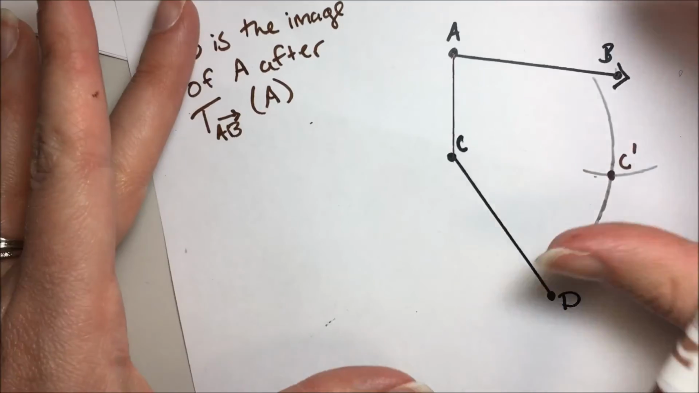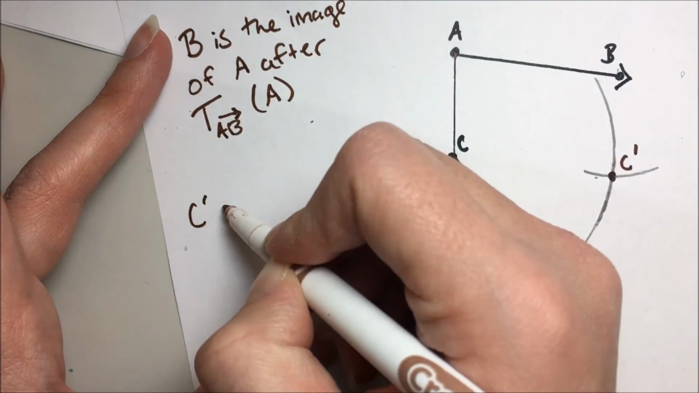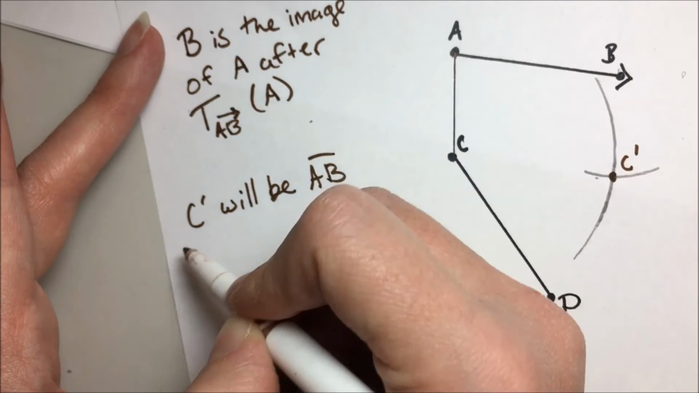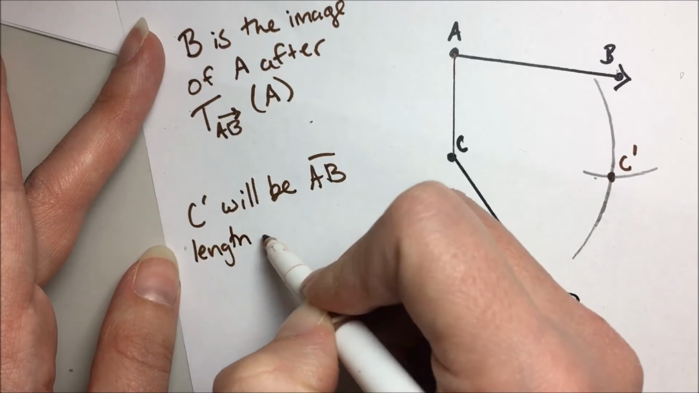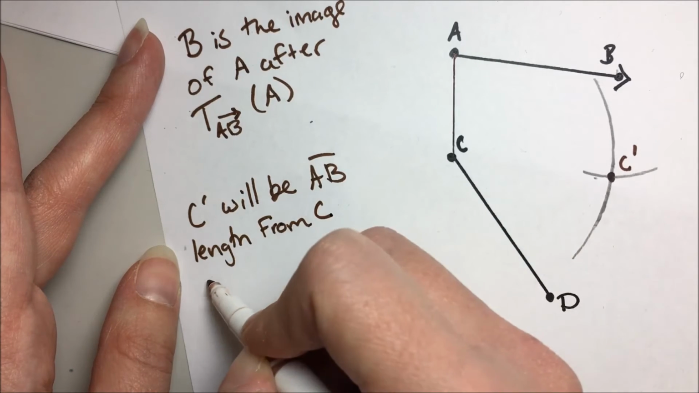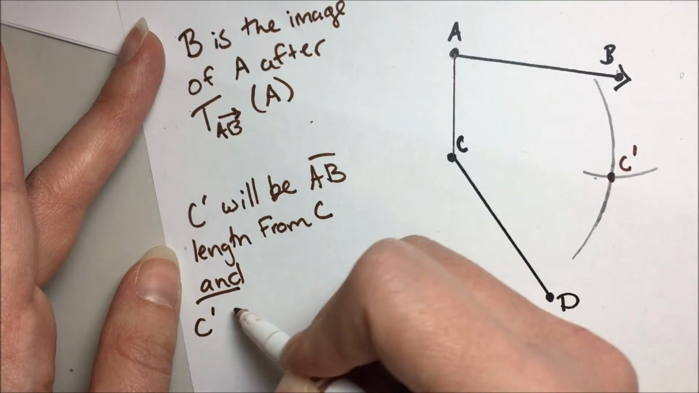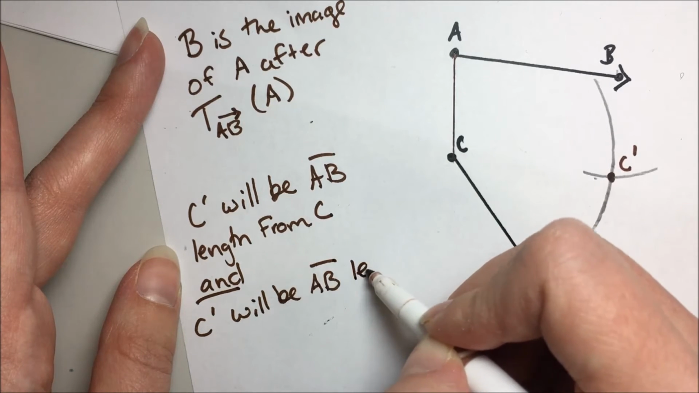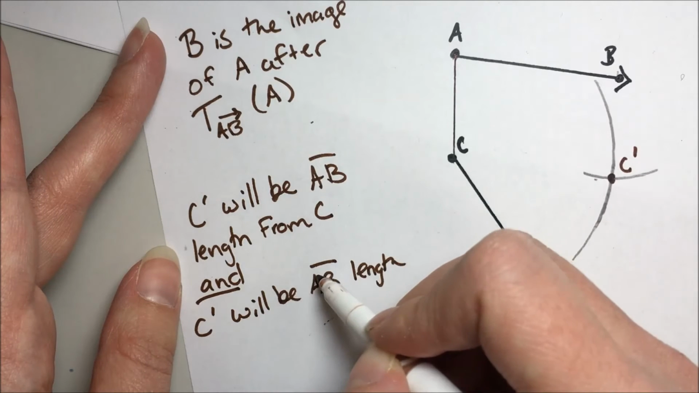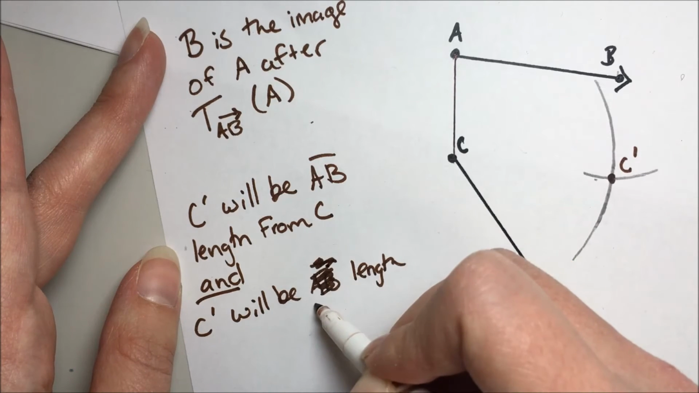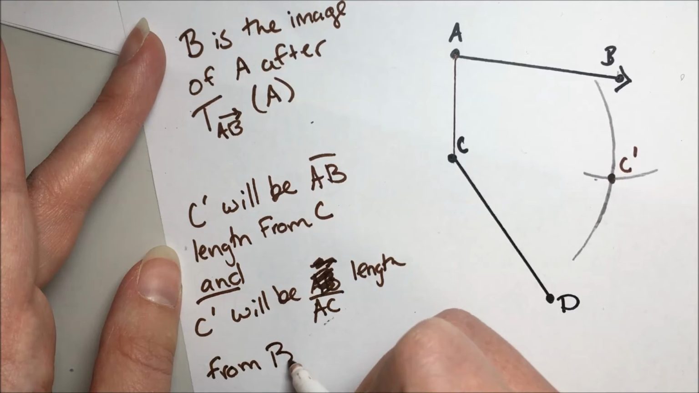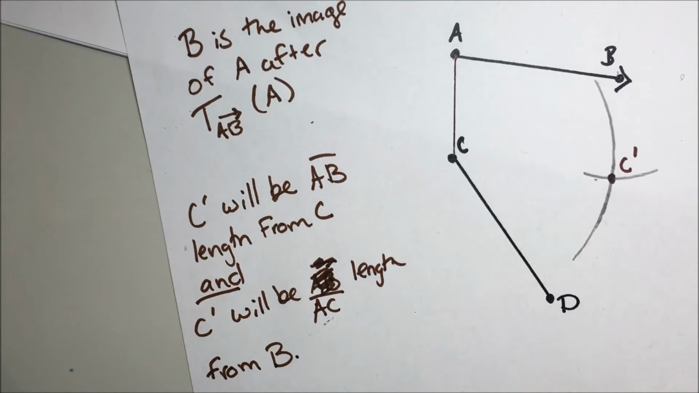So this is the information I'm using. C prime will be AB length from C, and C prime will be, or excuse me, will be AC length from B.